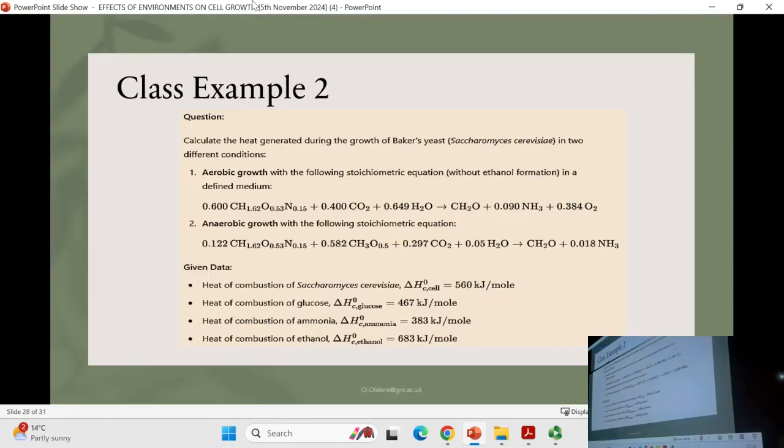Now let's look at this. Calculate the heat generated. The heat is being generated now.